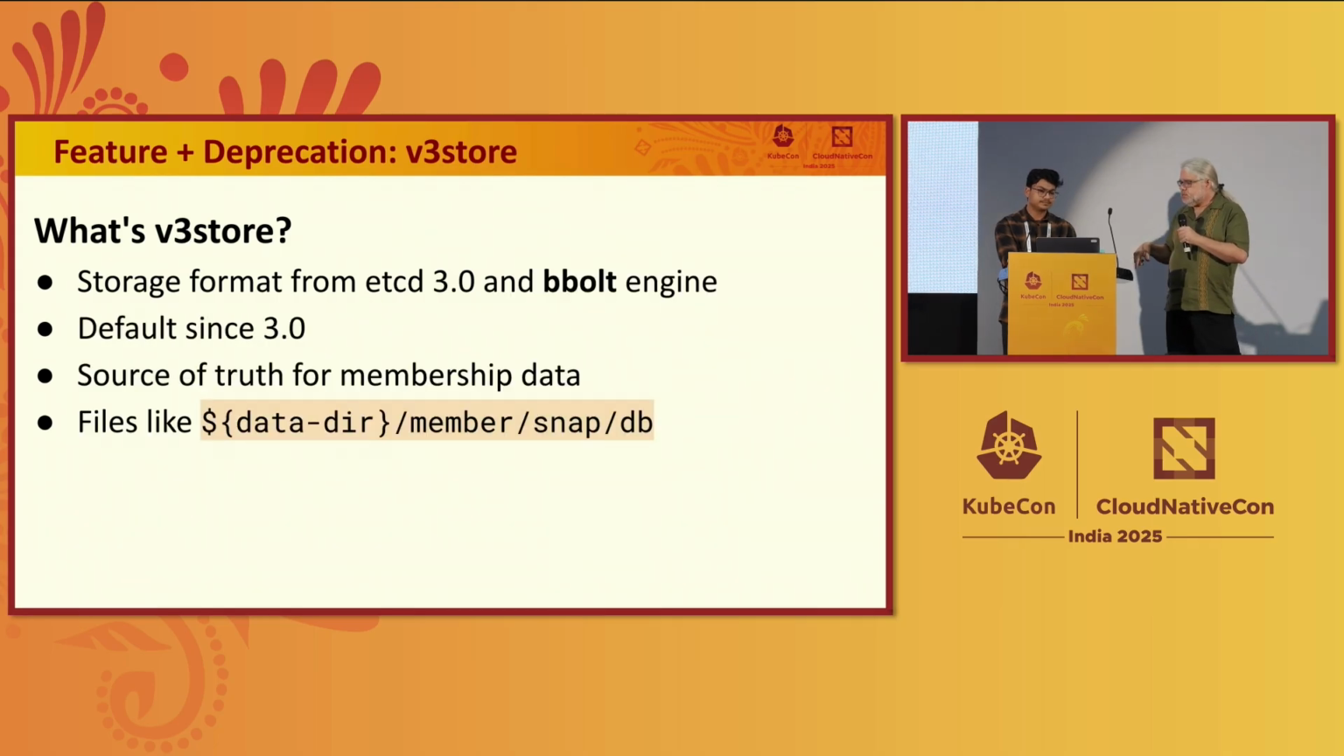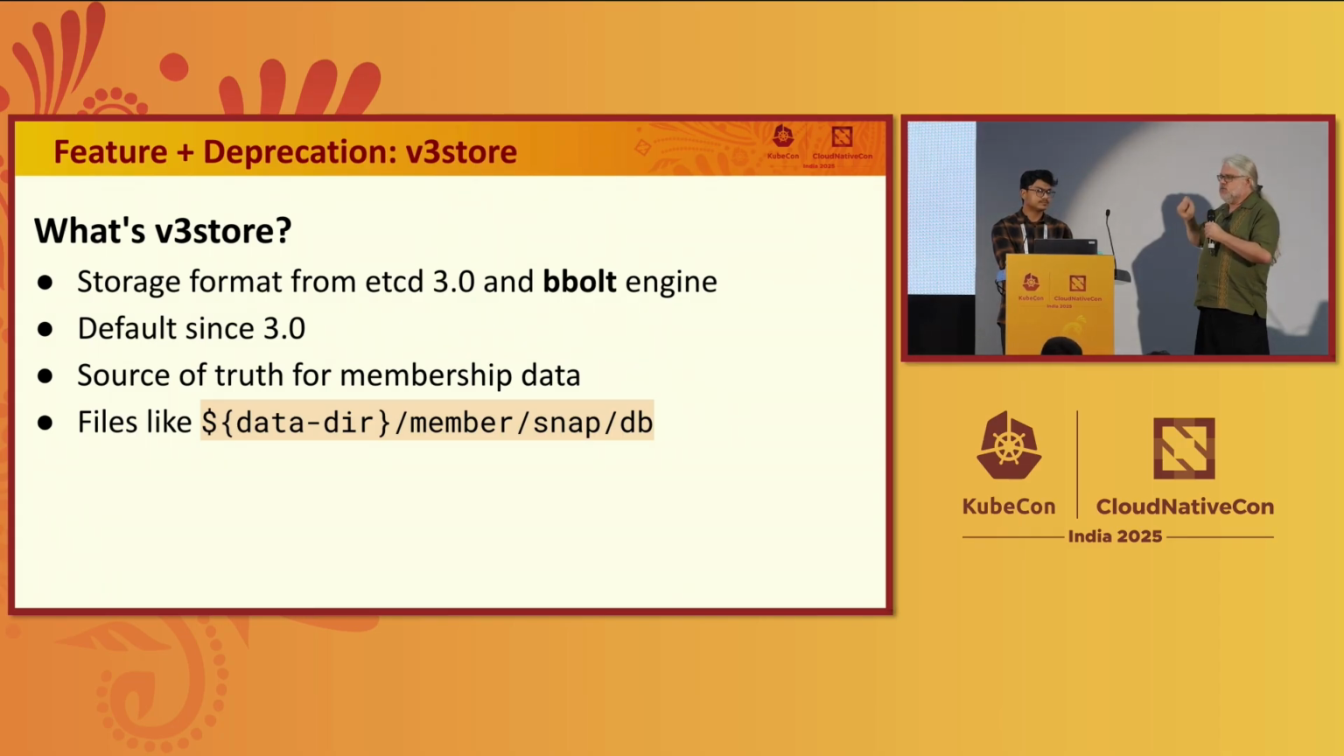So next up, V3 Store is the storage format that we introduced with etcd 3.0. It's been the default since we introduced 3. If you are completely on V3 Store, it's the source of truth for membership data, and it uses an actual directory structure, which is definitely better. More importantly, it uses the bbolt engine, which is a semi-detached project of etcd at this point. It started out as an independent database project. We pulled it into etcd, and it is an efficient key-value storage that we use for etcd's data.